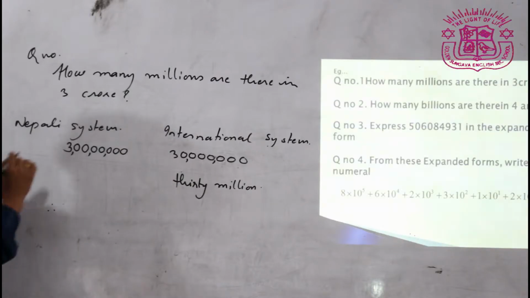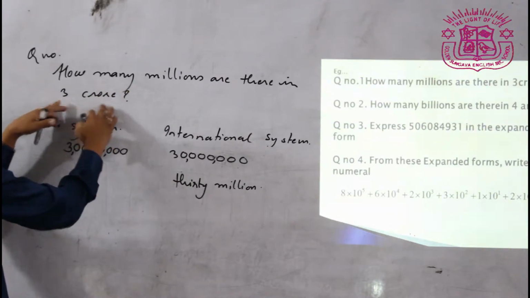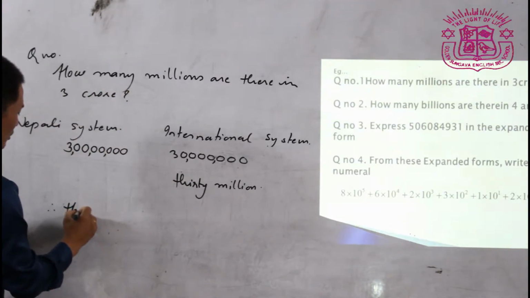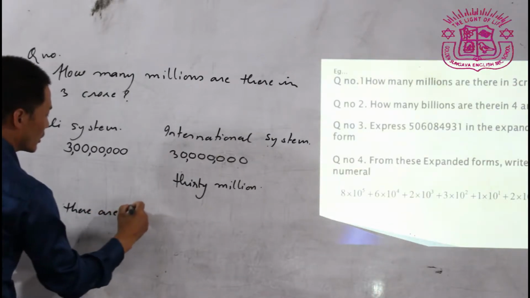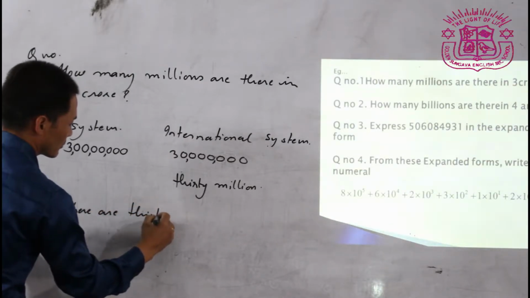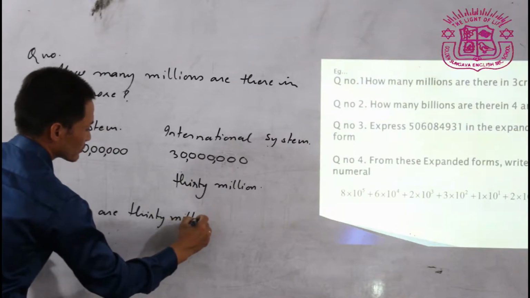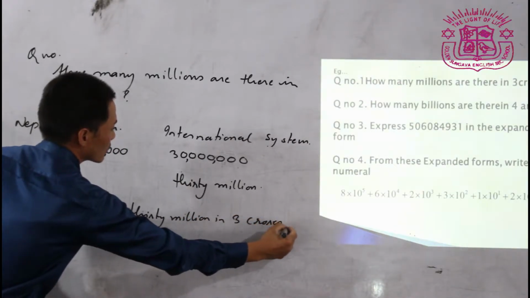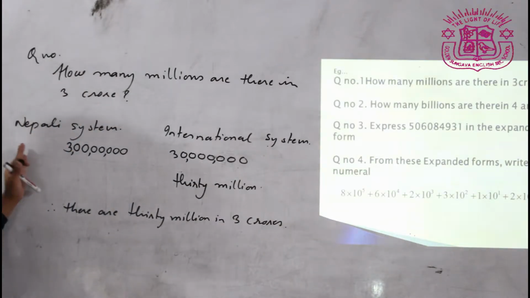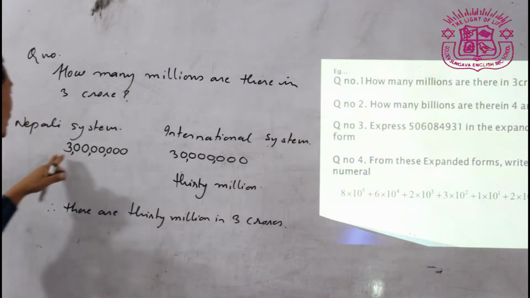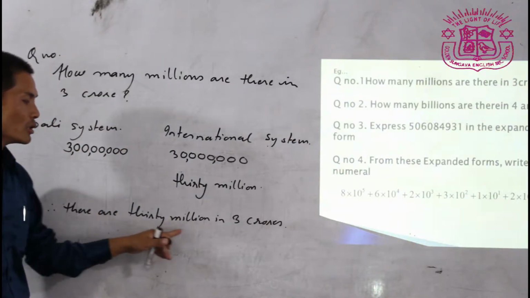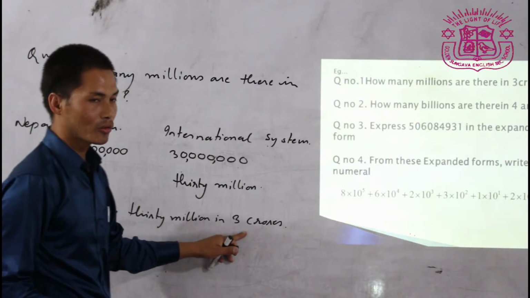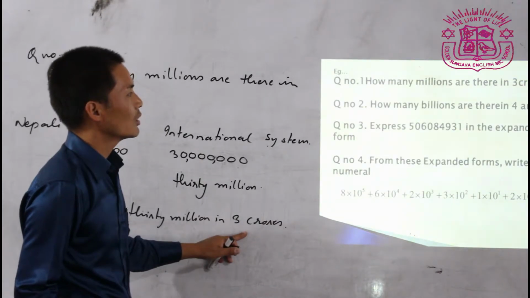Therefore, how many millions are there in 3 crore? There are 30 million in 3 crores. This is the comparison between Nepali and international system. There are 30 millions in 3 crores.